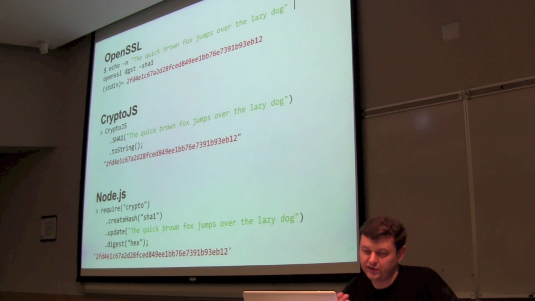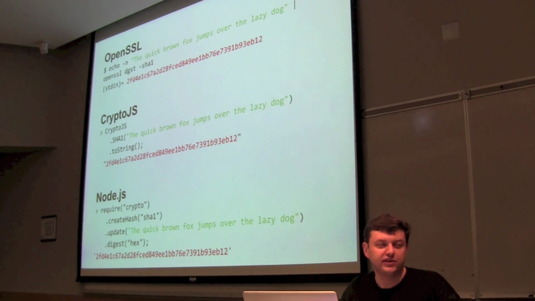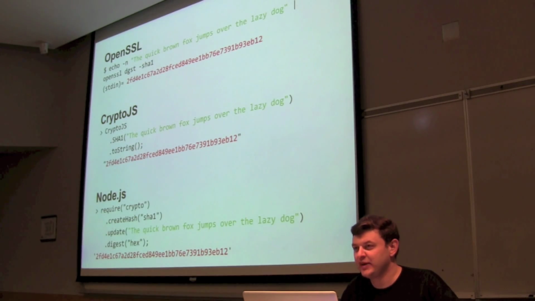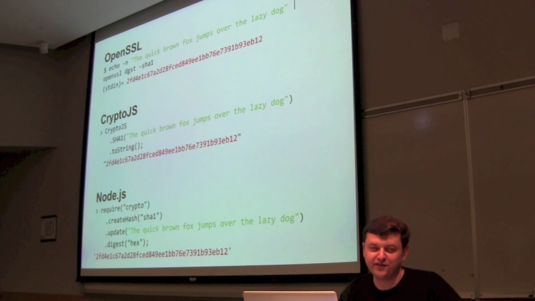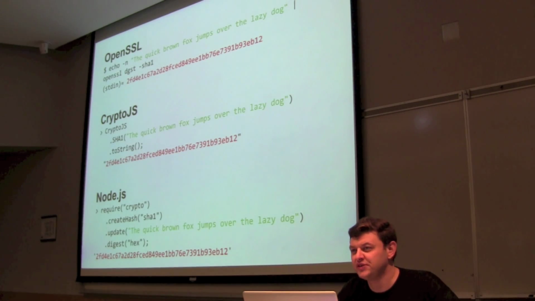I wanted to make sure that the code I was writing in JavaScript produced correct results. I wanted to be able to test first, make sure I'm getting the results I expect to get. So I used a lot of OpenSSL just to find the right answer and then make sure I can actually reproduce that same thing with CryptoJS and with Node.js.